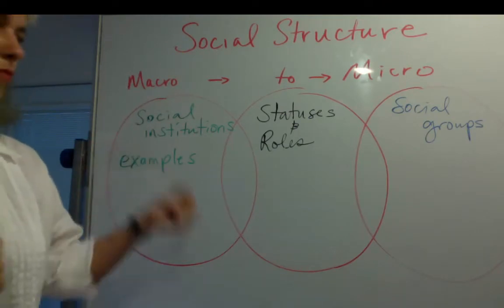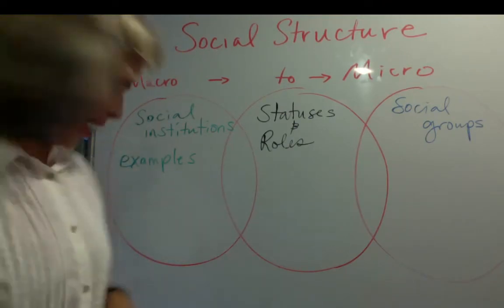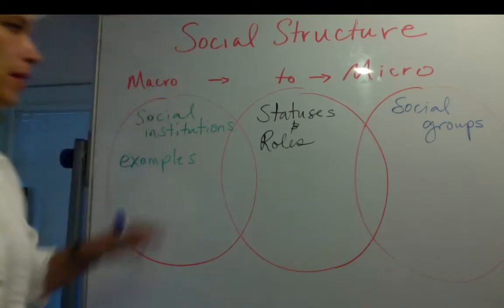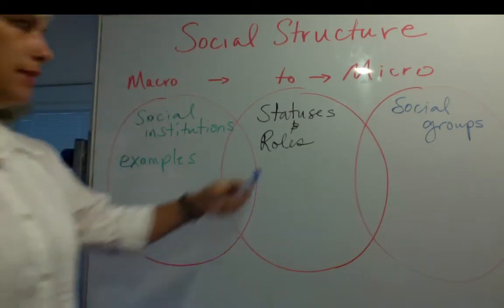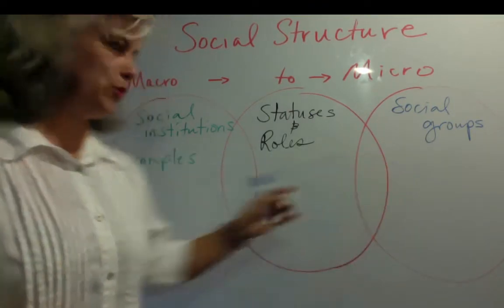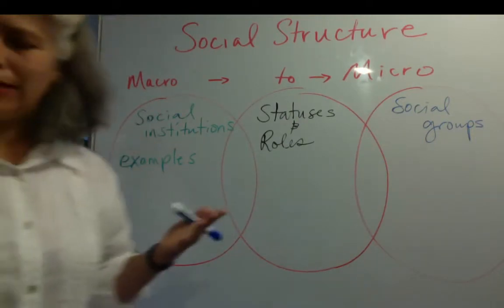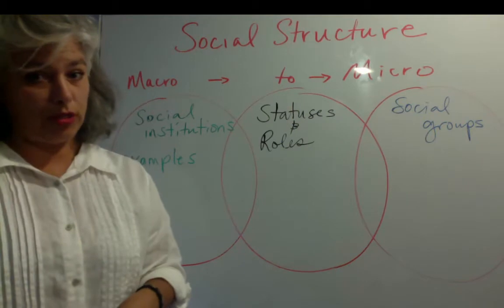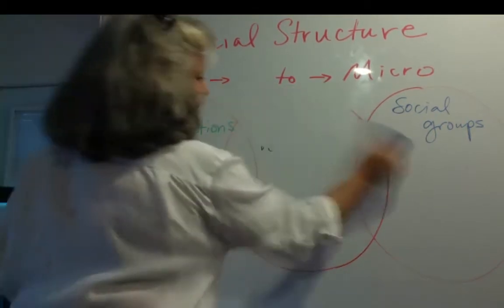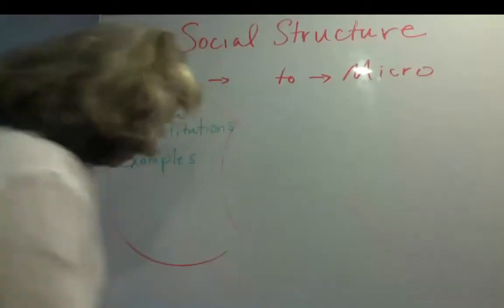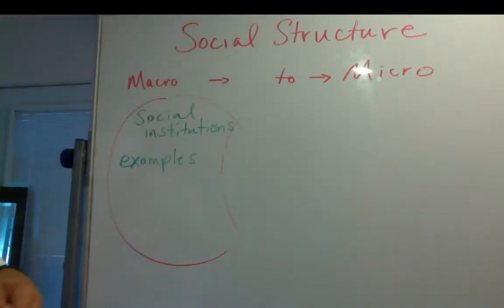Okay, so let me erase, here's my eraser, let me erase for the time being statuses and roles and social groups from this gorgeous picture that I have on the board, because we're going to need some space to talk about social institutions. Let me just take a second to do that. I'll leave social institutions in its little circle over here. There we go, I've got some clean space on the board.